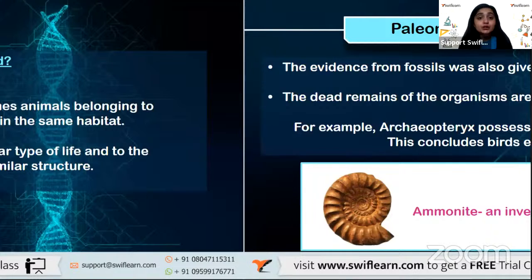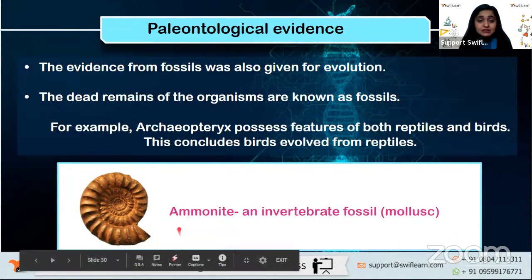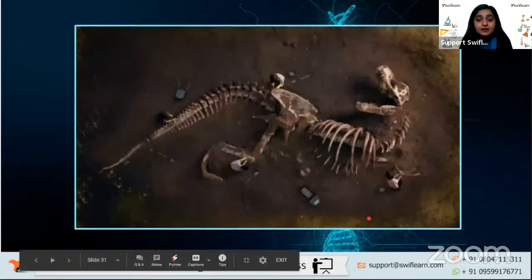Moving to paleontological evidences, the evidence from fossils was also given for evolution. The dead remains of the organisms are known as fossils. We all know that. For example, archaeopteryx possesses features of both reptiles and birds. This concludes birds evolved from reptiles, right? So here, if you can just see ammonite, an invertebrate fossil. Okay, here if you can see a fossil of a dinosaur.